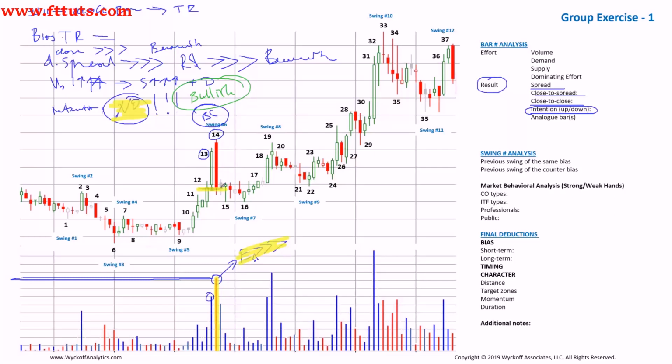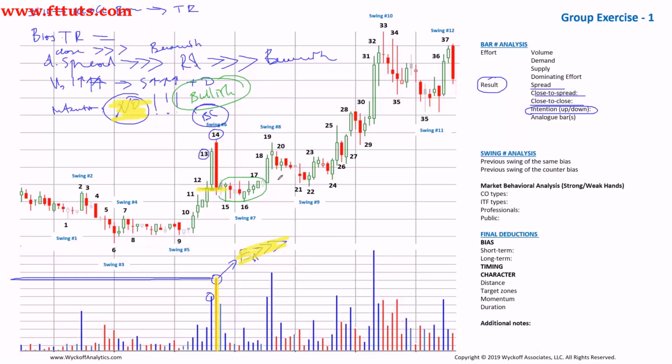Obviously, we need to see if there's going to be a continuation, but we don't see any strong continuation in the bars that come between 15 and 17. All of the bars are just attempts to go lower. All of the bars are attempts to commit to the downside.